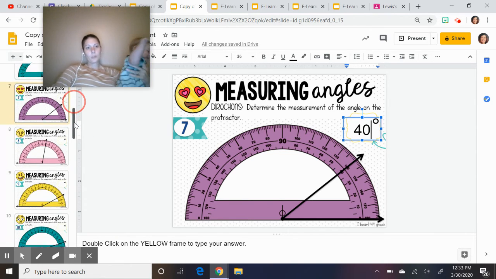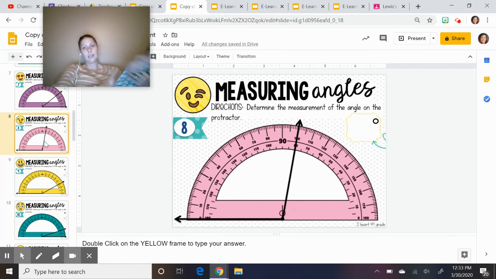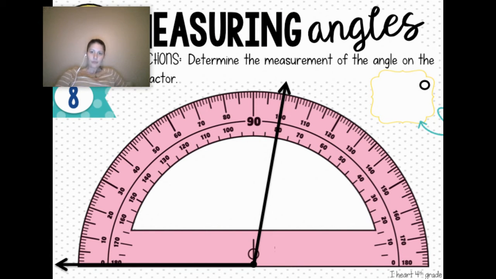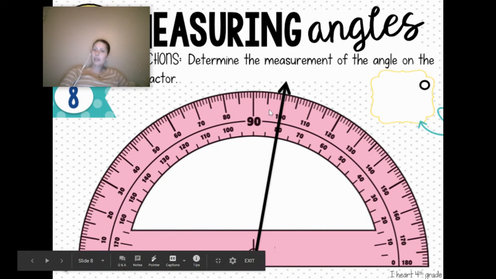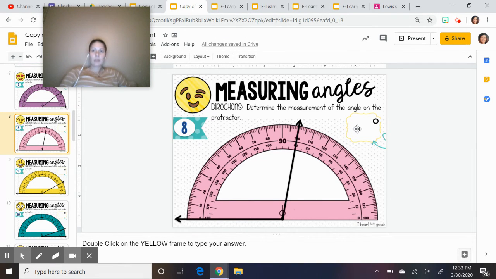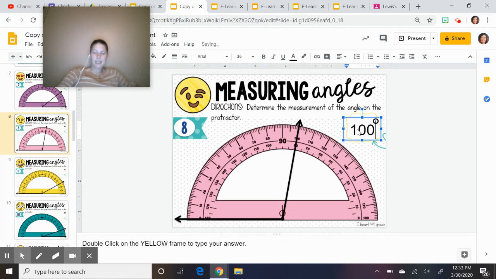Okay, and we're going to do 3 more slides together, and then I'm going to let you do the rest independently. Okay, so let's look at this pink one. They tried to trick us again. They flipped our bottom ray. So our bottom ray is on this bottom left-hand corner, and our top ray is over here. So if it matched up with 90 degrees, that would be a right angle, but it's bigger than that. So are we going to be looking at the measurement of 80 degrees or 100 degrees? This would be 100 because it's larger than 90.